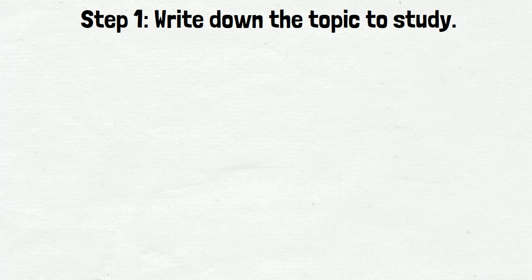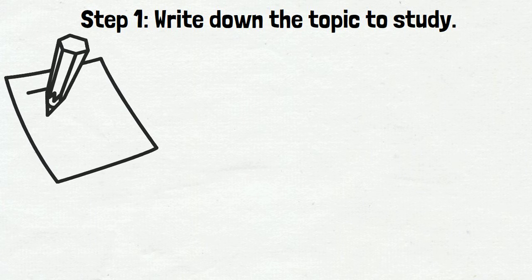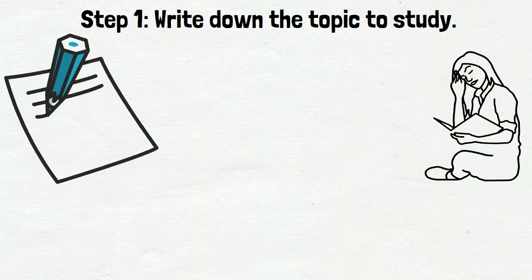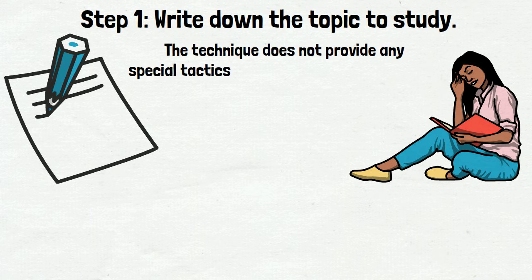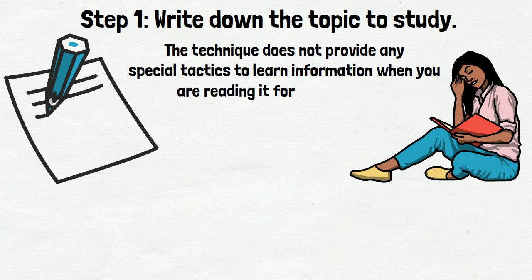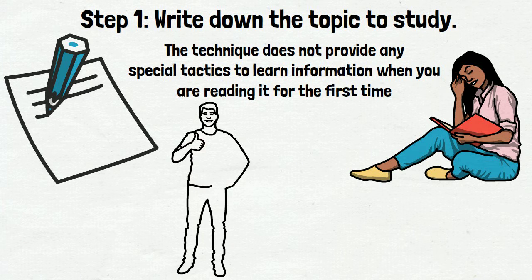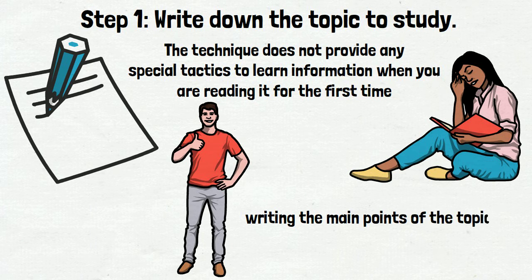Step 1. Write down the topic to study. As the first step, write down the topic you want to learn on the top of a sheet of paper. If you are yet to learn the topic, proceed to study in your style. The technique does not provide any special tactics to learn information when you are reading it for the first time. If you have already studied the topic, write down everything you know about the subject. You do not have to write down the details. Writing the main points of the topic will suffice.